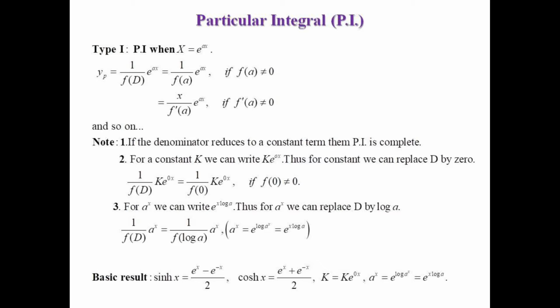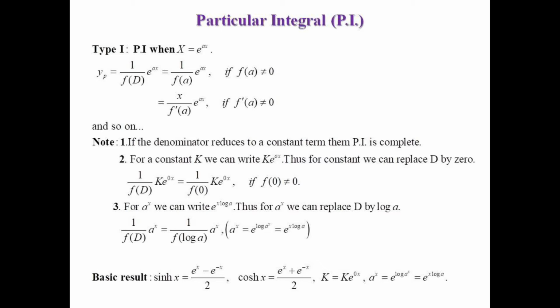If a raised to x type of terms are there, then we write a raised to x as e raised to x into log of a. Thus for a raised to x we can replace D by log of a. So 1 upon f of D into a raised to x is equal to 1 upon f of log a into a raised to x. Here we are replacing D by log of a. That means whenever an a raised to x term is there, replace D by log of a.